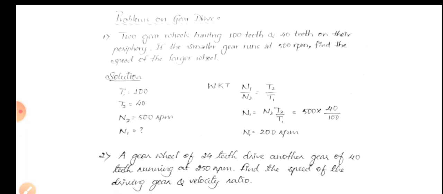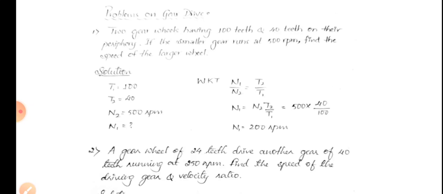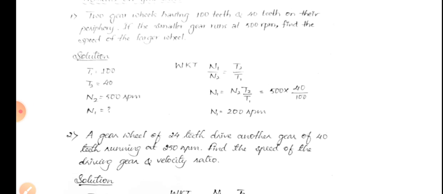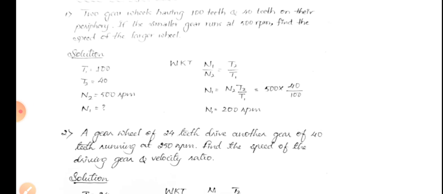Now we will discuss problems on gear drive. So the first problem is, we have two gears having 140 teeth on their periphery. So I will take T1 as 100 teeth, T2 as 40 teeth. If the smaller gear runs at 500 rpm, that is N2 is given as 500 rpm, find the speed of the larger wheel, that is N1. So again we have to use the velocity ratio, N1 by N2 is equal to T2 by T1. So I need N1, you substitute the values, we will get the rpm.